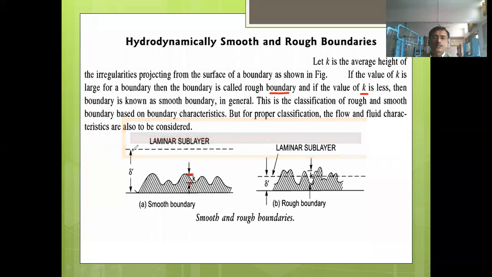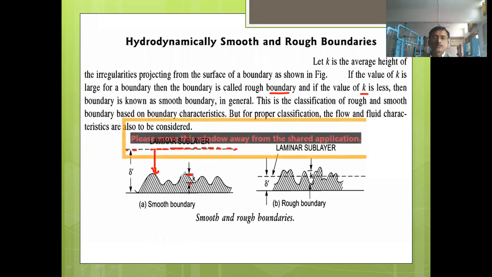म्हणजेच काय, ही जी लॅमिनर सब लेअर आहे याच्या खाली the flow is viscous flow. ही जी लॅमिनर सब लेअर पेक्षा म्हणजेच हा जो डेल डॅश आहे, या डेल डॅश पेक्षा जर k ची व्हॅल्यू कमी असेल तर त्या केसमध्ये आपण त्याला म्हणतो स्मूथ बाउंड्री, आणि जर k ची व्हॅल्यू ही डेल डॅश पेक्षा जास्त असेल then we call this boundary as a rough boundary.